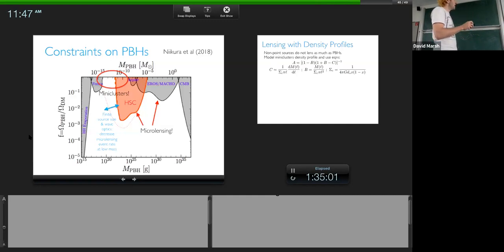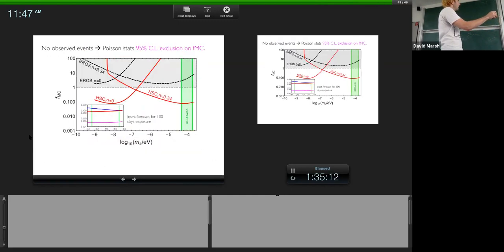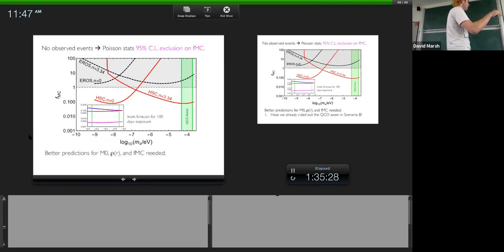So in the interest of time, I'm just going to stop here and say lensing can give you constraints on the QCD axion. Actually, I'm going to skip to my final slide. Okay. No observed lensing events. So we can constrain the mini cluster fraction in the QCD axion band using gravitational microlensing. However, we don't know the prediction for this value of the mini cluster fraction, the density profile, and the mini cluster seed mass well enough to really be sure of this.